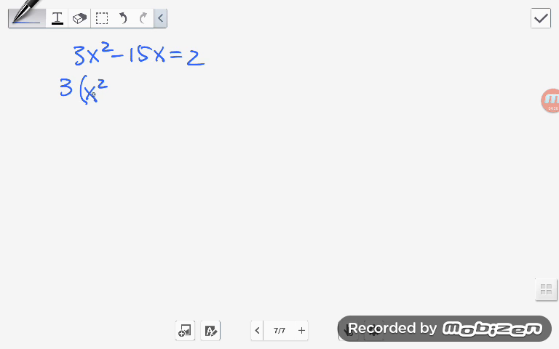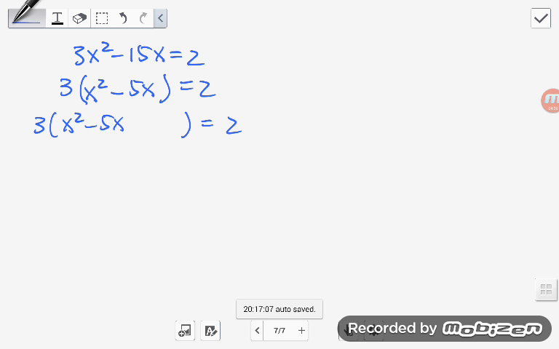So I have 3 multiplied by x squared minus 5x is equal to 2, right? And then I'm going to complete the square inside that parenthesis. So I'm going to add a number there, and I'm going to add a number there too, right? Now, the number we're going to add here, I hope you guys remember this, will be the same regardless of the sign.